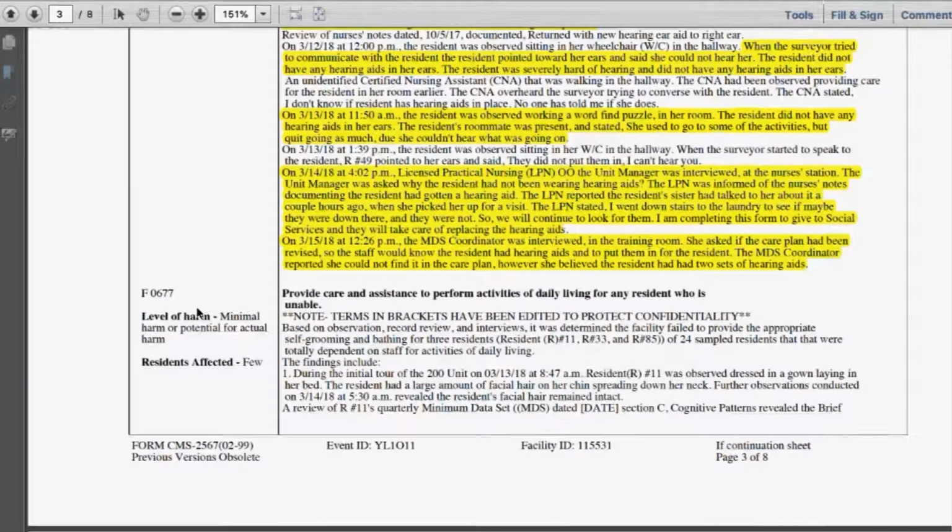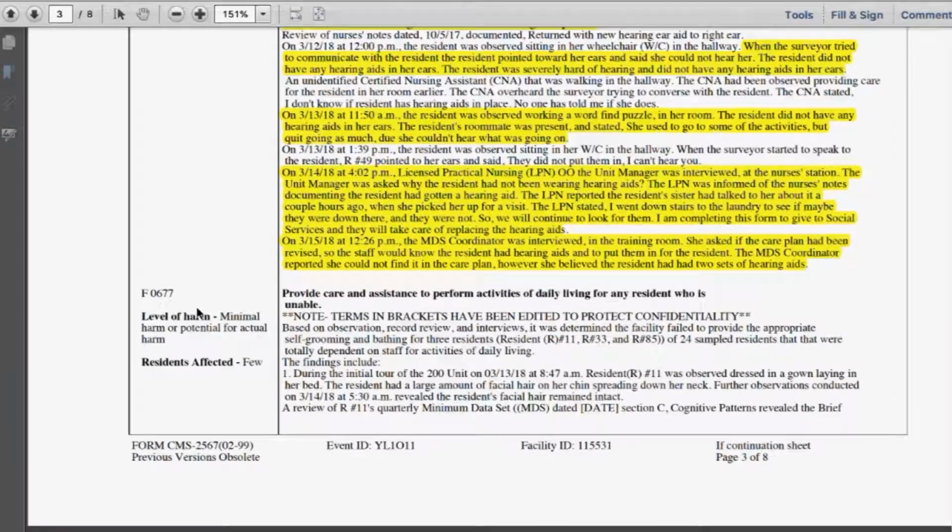There are other deficiencies here that really spell out the problem. The next one I just scrolled down to was that they failed to provide care and assistance to perform activities of daily living for residents who are unable to, meaning that they had residents who, as many residents are, needed significant help with basic activities: bathing, dining, getting dressed, etc., and that they had failed to do that. And you could see how they failed to do that.